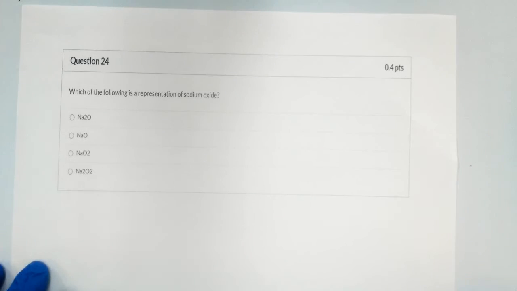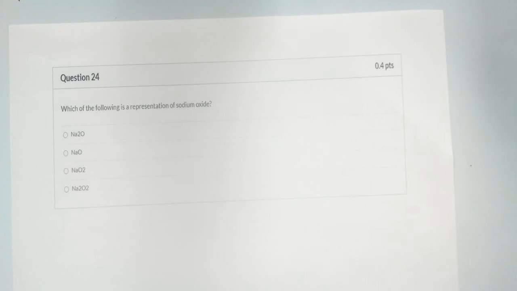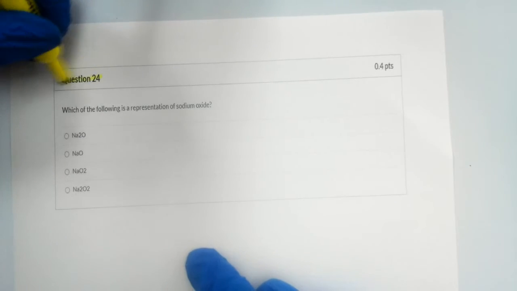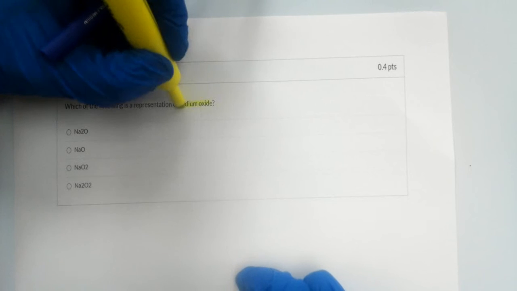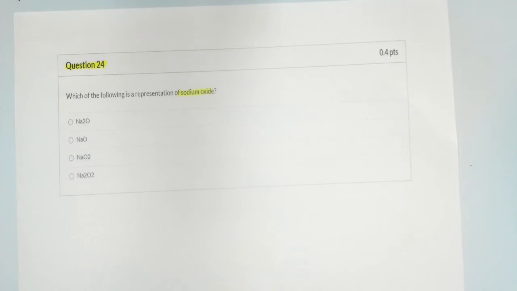Now, number 24 looks real simple, but it may require a little more effort on your behalf to figure this out. Now, this one's going to require some reading on your behalf in order for you to know. Okay. Now, I encourage you to actually figure out the answers to these things as opposed to just doing a Google search, so on and so forth. But it says, which of the following is a representation of sodium oxide? Okay, sodium oxide.